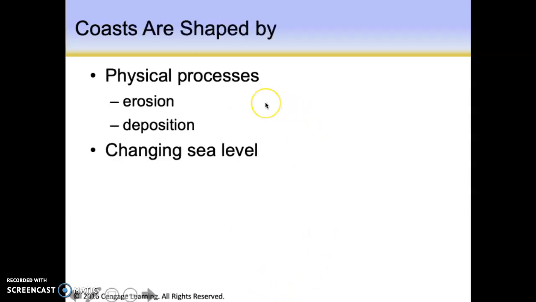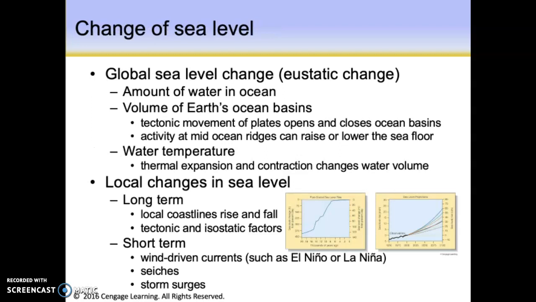So coasts are shaped by physical processes of erosion and deposition. We're going to really focus on what waves do, but we're going to begin by talking a little bit about where coastlines come from and the big picture of what shapes them. One of the first things in that category would be changing sea level. Sea level can rise and fall, and there are two ways that this is experienced.